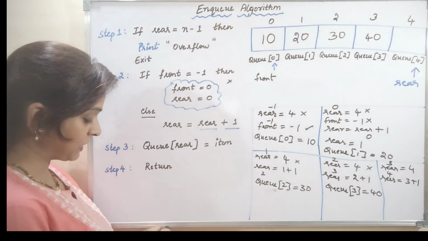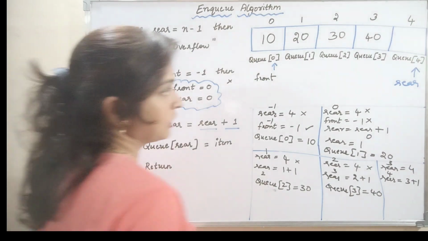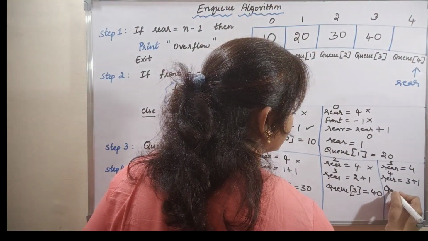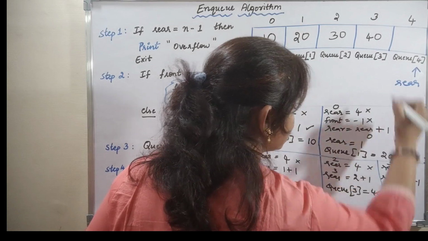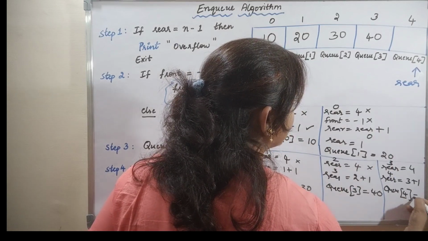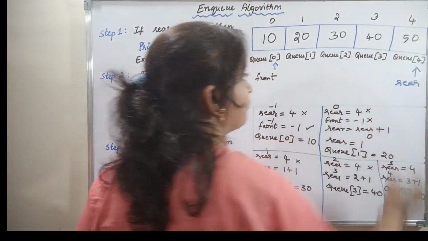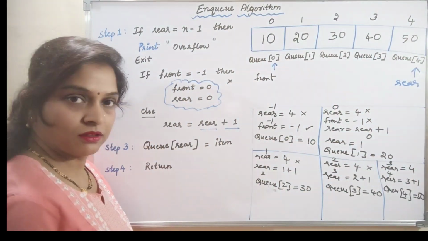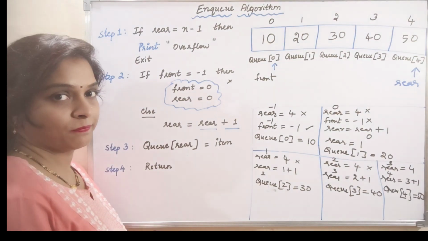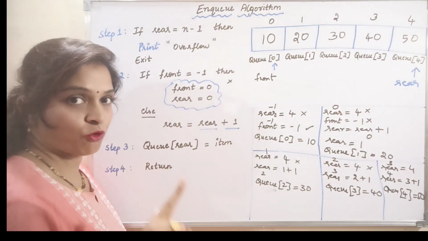I have to come to step 3. I say queue of rear. What is queue of rear? Queue of rear means 4. Let me take the next item, say 50. So I am storing the next item 50. Then again go back. What is rear? It is 4. Just remember that.